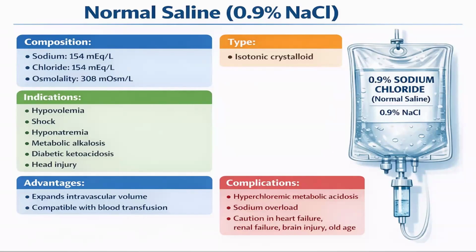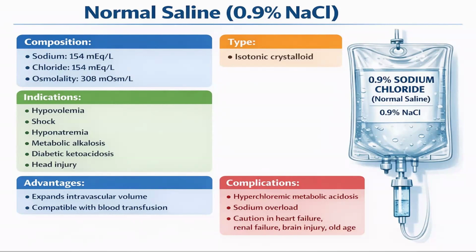Coming to normal saline. So normal saline is the most commonly used crystalloid in surgical practice, and it contains sodium and chloride of 154 milliequivalents per liter with a total osmolality of 308. So it is functionally isotonic with the plasma. So after the infusion, it will distribute entirely within the extracellular fluid compartment, with only about one-fourth of it remaining in the intravascular space and the rest moving into the interstitial space. So that is why large volumes are often required for effective resuscitation.